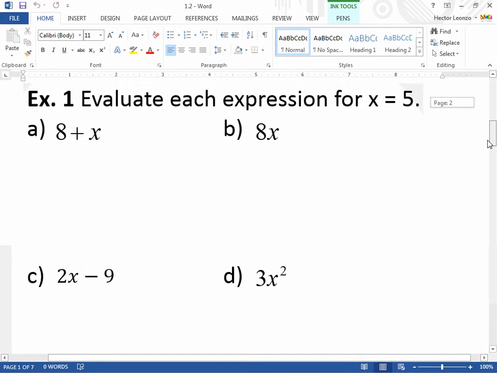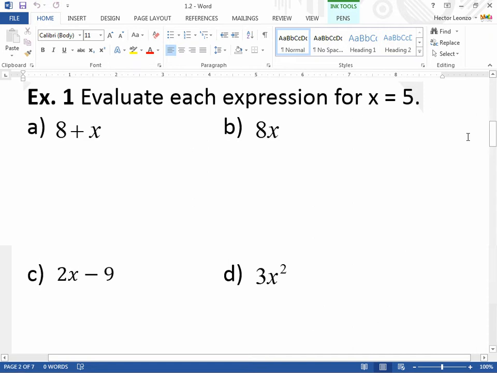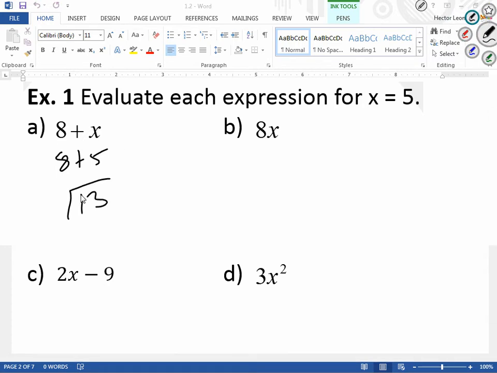So that's basically what it is. For today, we're going to start with evaluating each expression for x equals 5. What we're told is this is an expression, and as we can see, there are no equal signs. But we're told x is equal to 5. So for example A, I'm looking at x plus 5, which I'm going to evaluate. Evaluate means work it all the way through. x plus 5, I'm going to call that 10.